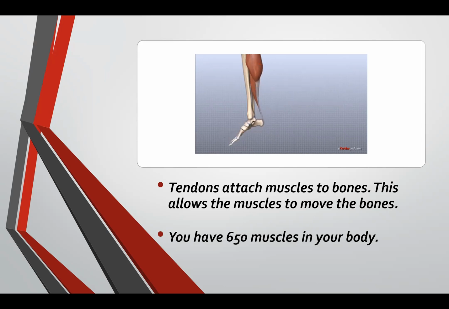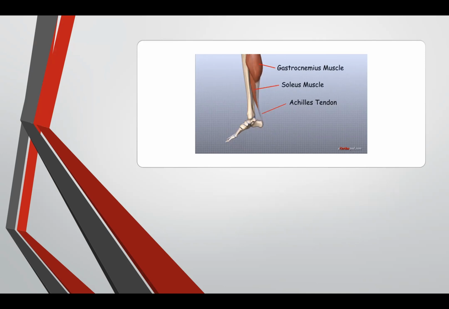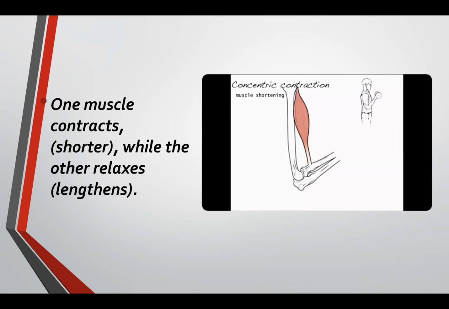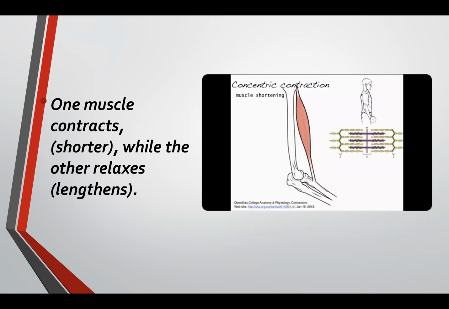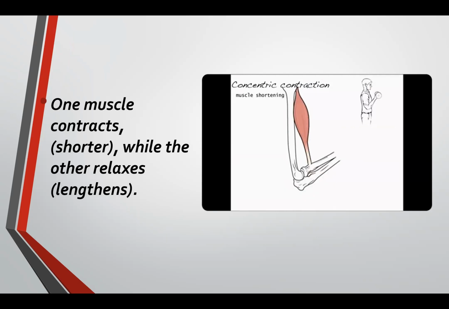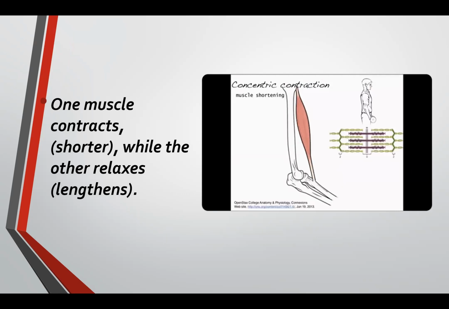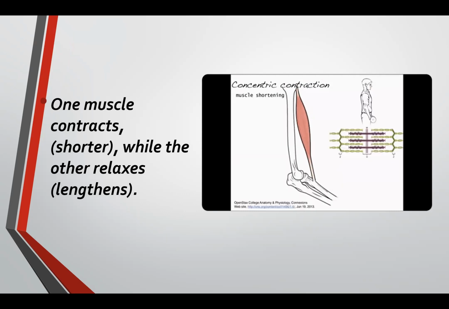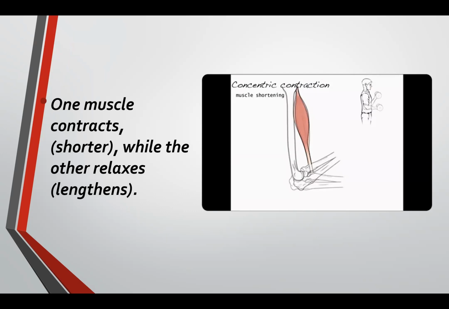When one muscle contracts, it's shorter. How about the other muscle? Okay, very good. So that's how it works, okay? Because muscles work in pairs against each other. So contract and relax.